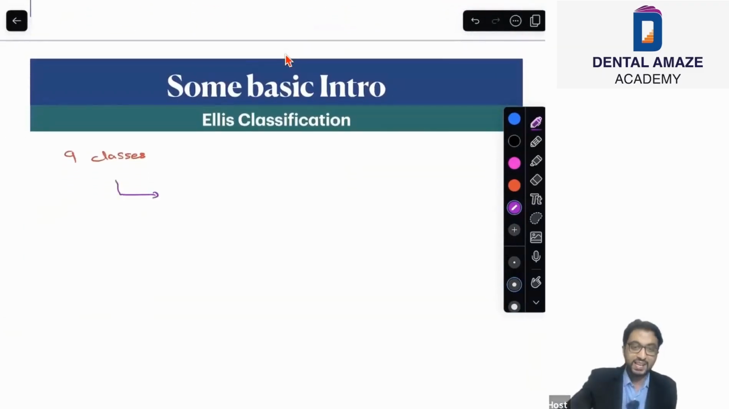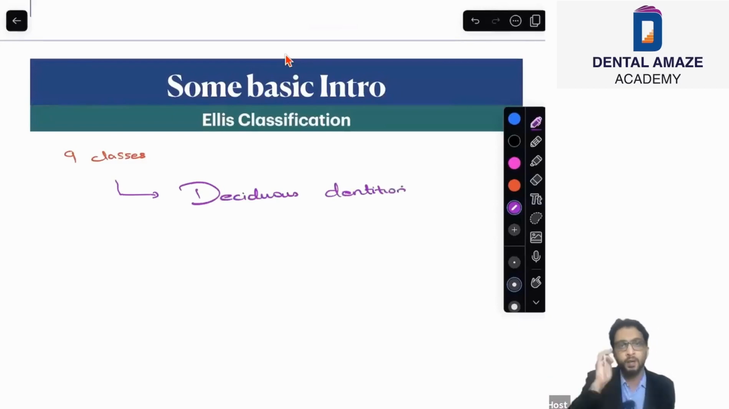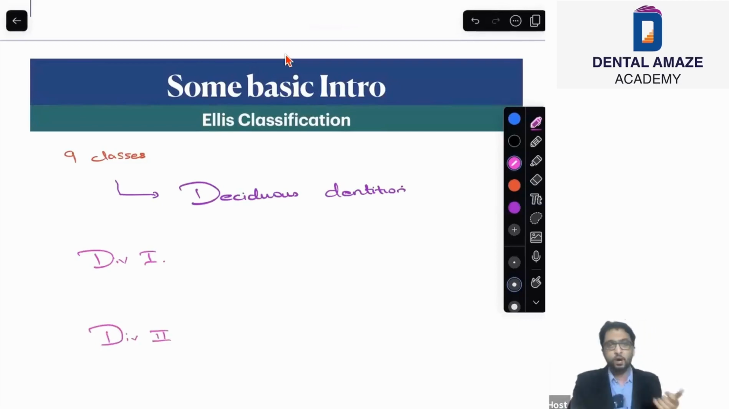Ninth class, class 9, is deciduous dentition involvement. In your new books, in your recent books, you see that this class 9 fracture is further subdivided into division 1 and division 2. Maybe because they ask all the time, they ask a question on Ellis fracture. There is another Davy modification.